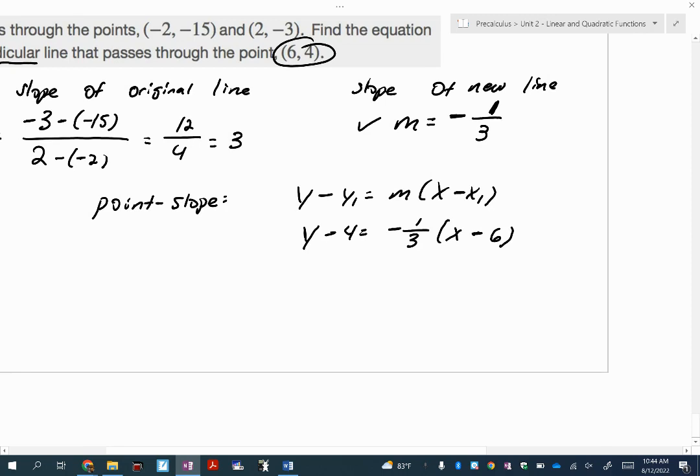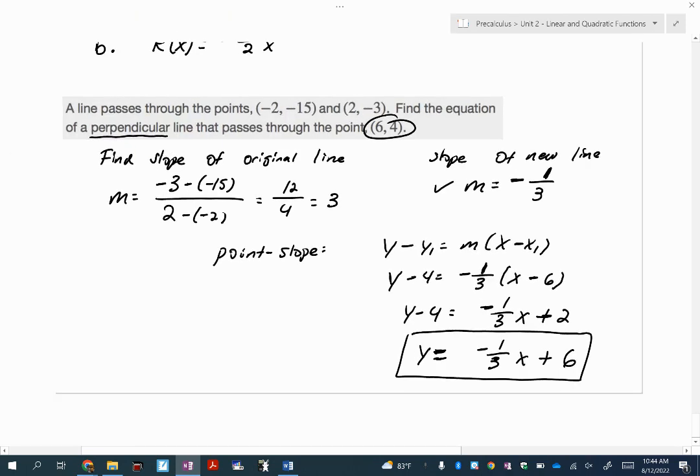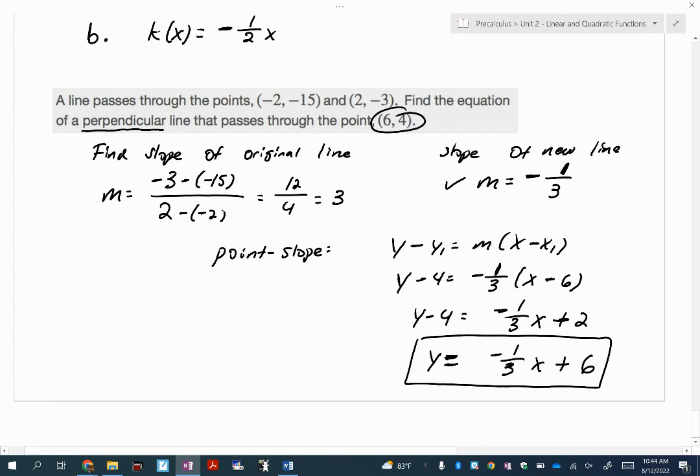Again, if this just said put it in point slope form, you could be done here. But most teachers will want you to do the algebra to get to slope intercept form. So we'll go ahead and take a few steps to do that. So -1/3 x plus 2, and then move the -4 over with your addition to get +6. So this is our new line that is perpendicular to this original line.